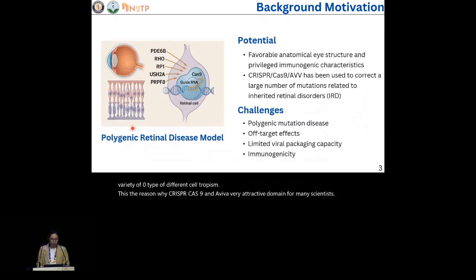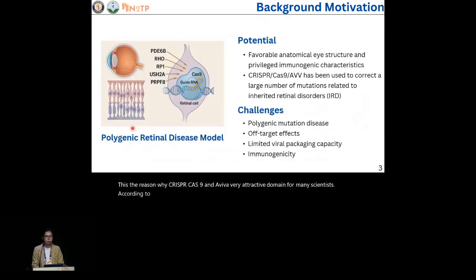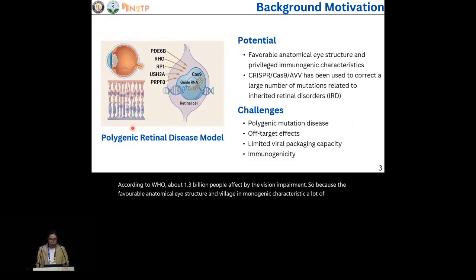According to WHO, about 1.3 billion people are affected by vision impairment. Because of the favorable anatomical eye structure and privileged immunogenic characteristics, a lot of CRISPR-Cas9 AAV has been used to correct a large number of mutations related to inherited retinal disorders.